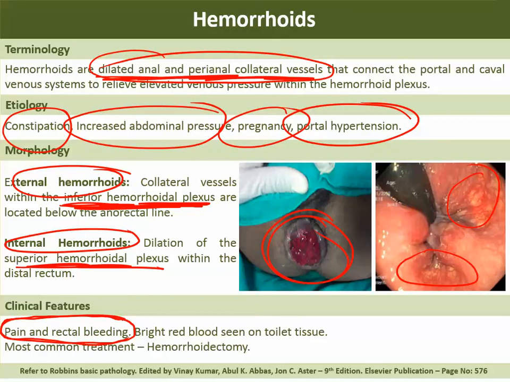the most common symptom is pain and bleeding. Usually the patient complains that they see fresh blood on the toilet paper. So it is a very clear cut case: fresh blood seen on the toilet paper, immediately we will think of hemorrhoid, or other conditions like perianal fistula or perianal ulcers, all of which can cause fresh blood.